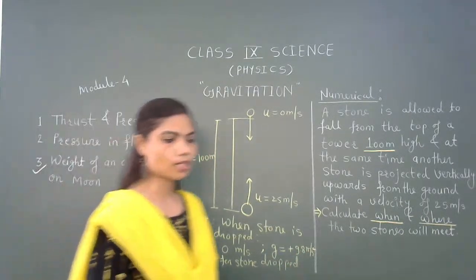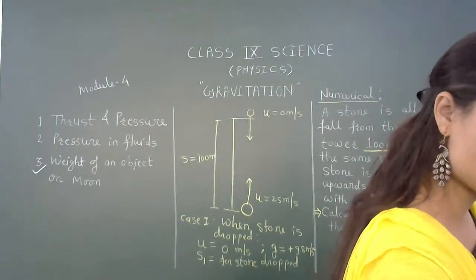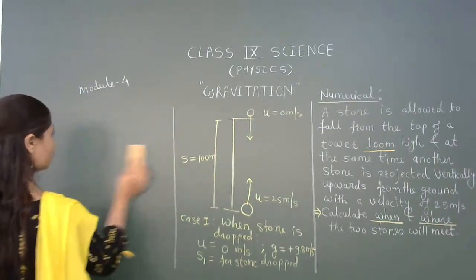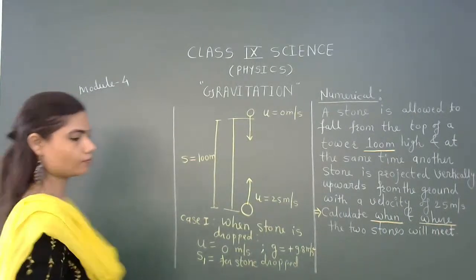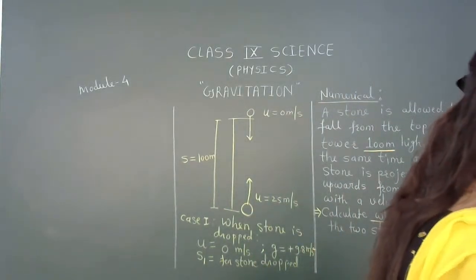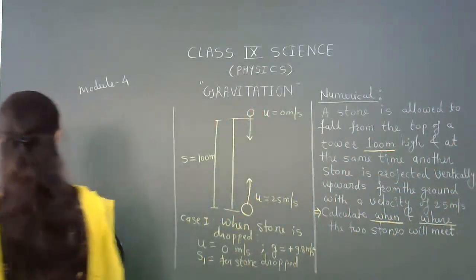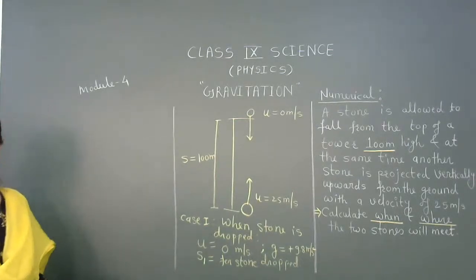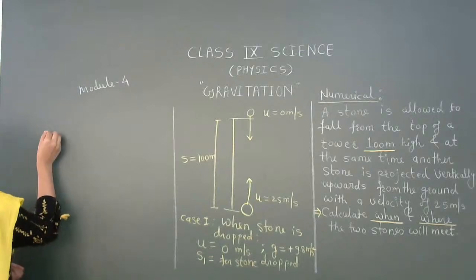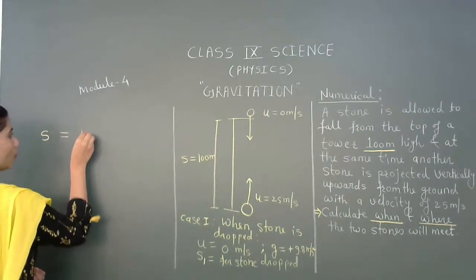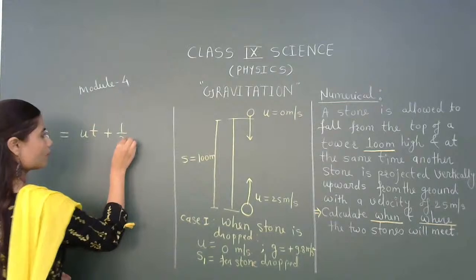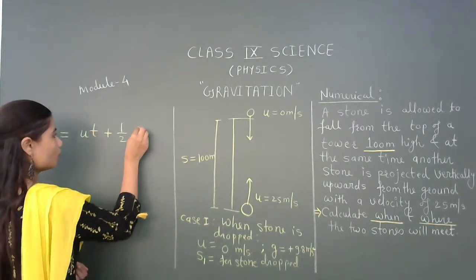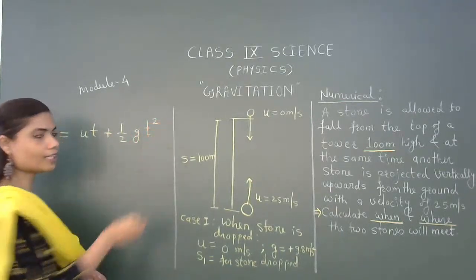This is the first condition. And now how will you solve? Which kinematical equation can we use here? We have to find displacement. So we can find displacement by using the formula S is equivalent to ut plus half, now replaced by g, acceleration due to gravity, into g and multiplied by t square.